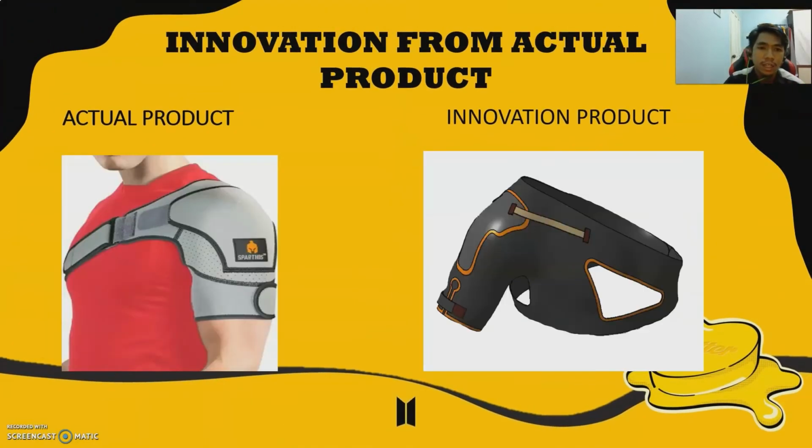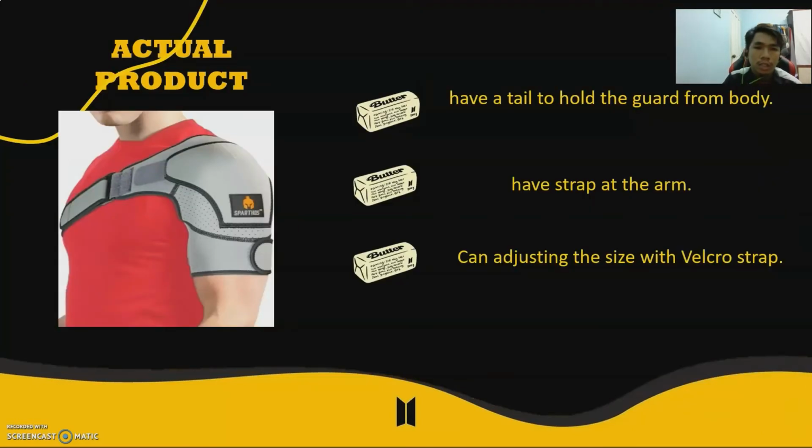Next is innovation from the actual product. This is our actual product and our innovation product. The actual product has a tail to hold the guard from the body. Secondly, it also has a strap at the arm, and lastly, the size can be adjusted with a Velcro strap.